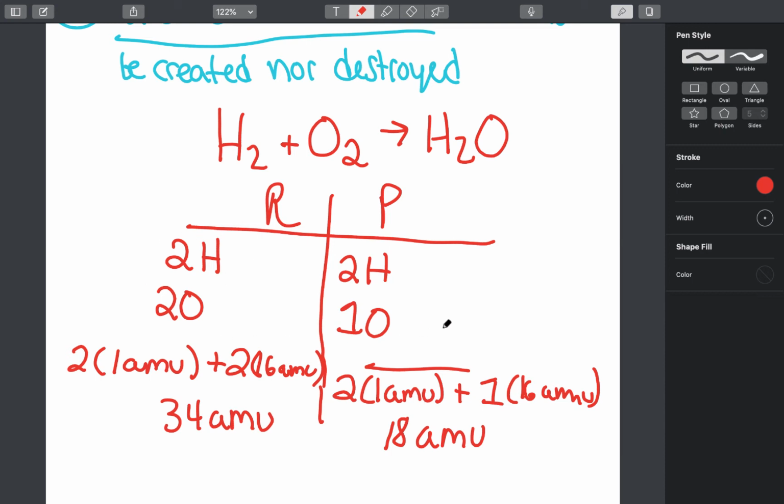So let's revert back to this little chart here. I like to make these charts for every single balancing problem. So you have a reactant side and a product side, and you list the reactants and products underneath each segment. So here we have the 2 hydrogens and the 2 oxygens, and here we have the 2 hydrogens and the 1 oxygen. So from this little table here, we can tell that we need to add 1 oxygen on the product side. And the only way we can do that is multiplying the water by 2.